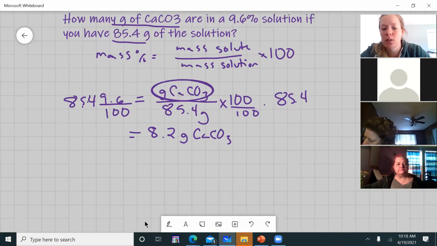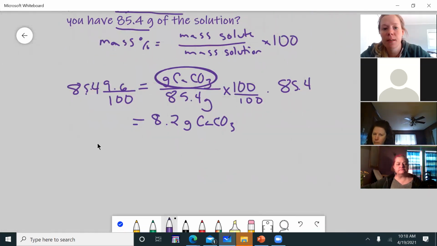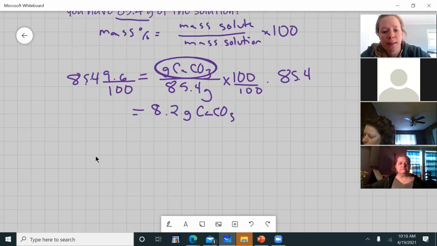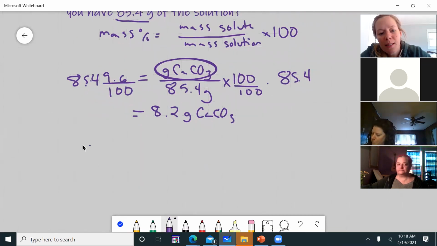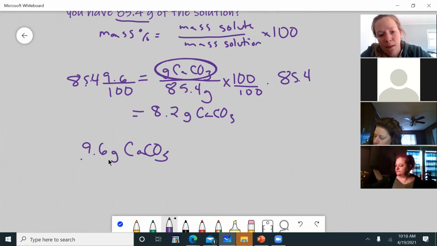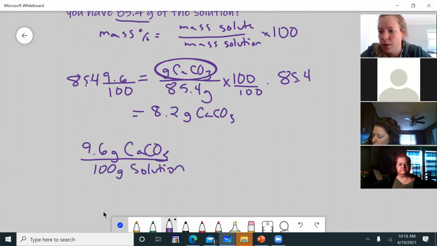Another way, which will get you the same answer, is to set it up in dimensional analysis. My mass percent was 9.6. That's the same thing as saying 9.6 grams of the solute, which is CaCO3, in every 100 grams of solution. You guys good with that? Where that came from? Just by definition of what a mass percent is.